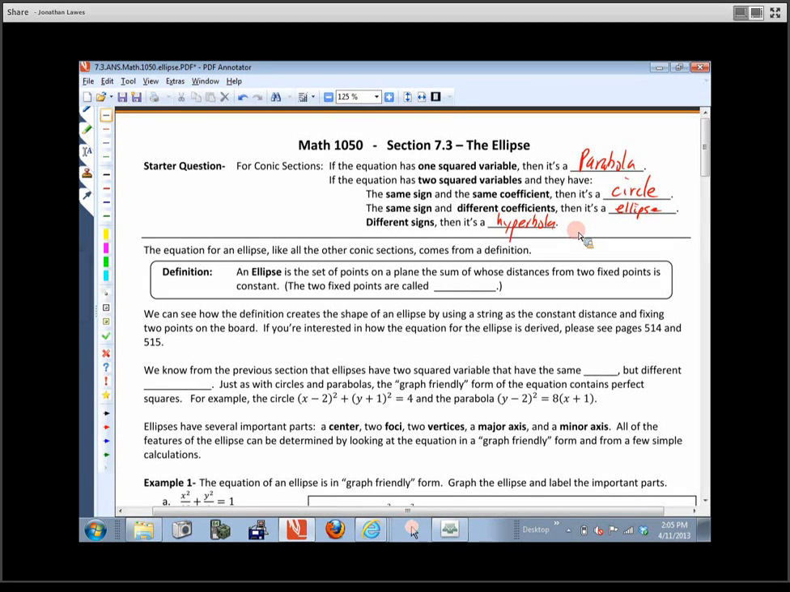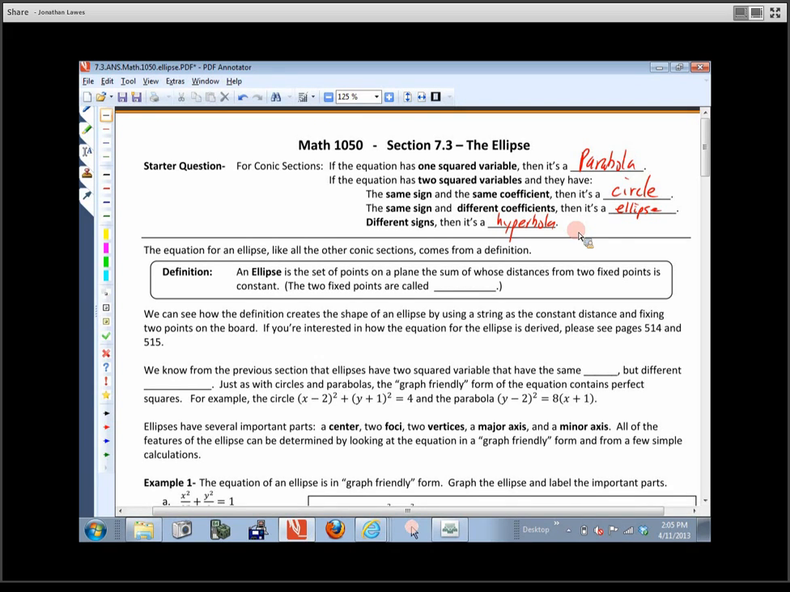Okay, so just like for a parabola and a circle, ellipses come from a definition. Now, I went through and showed you exactly where the formula comes from, that nice graph-friendly form, the x minus h quantity squared 4a and then y minus k. I showed you where that comes from. We could do the same thing for ellipses and the same thing for hyperbolas. All right, I'm not going to derive each one of those.